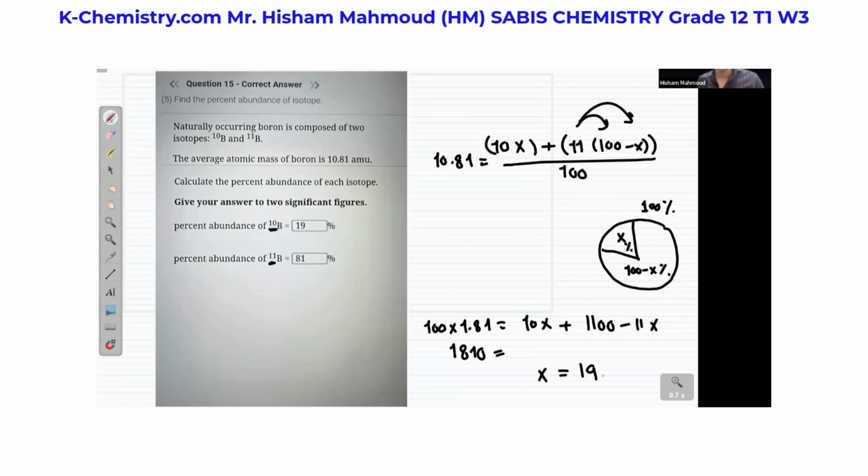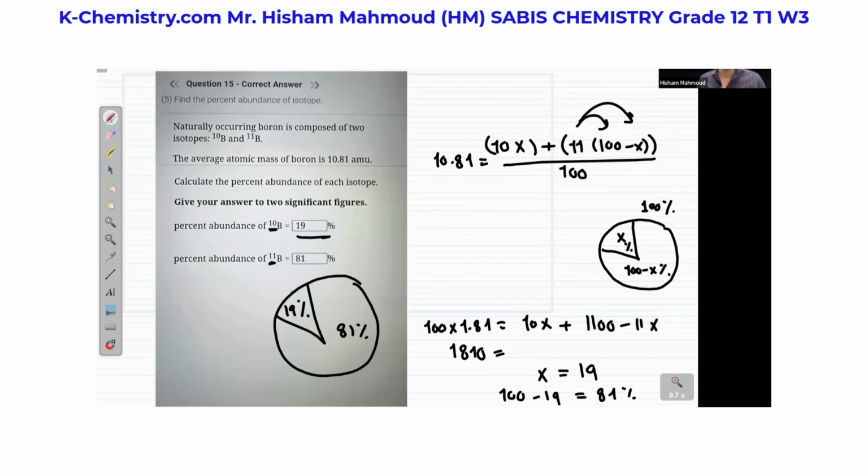And since one of them is 19 and the other one is 100 minus x, the other one will be 100 minus 19, that's equal to 81%. So it turned out that one of them is 19%, and the other one is 100 minus 19, which is 81%. That's the abundance, or how much every isotope is available in nature. So if you counted all the atoms of boron in nature, you would see that 19% of them weigh 10 AMU, while 81% of them weigh 11 AMU.